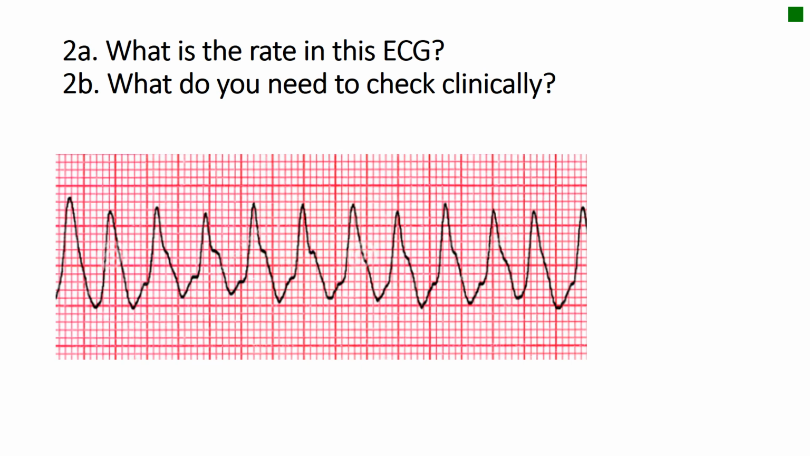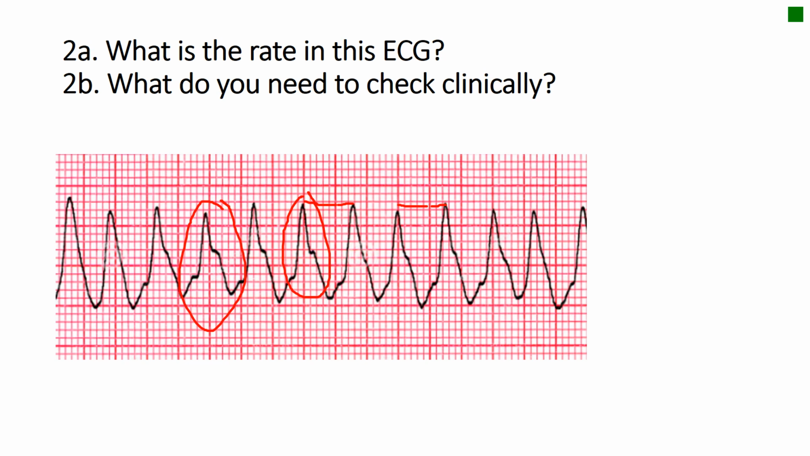So what is the rate in this ECG? Well, it's roughly 1.5 boxes in this part, 1.5 boxes between the two RRs in the next part of the ECG. So 300 divided by 1.5 big boxes is about 200 beats per minute. These QRS complexes are broad, so this is a problem with the ventricular tachycardia. There's not any obvious P waves.